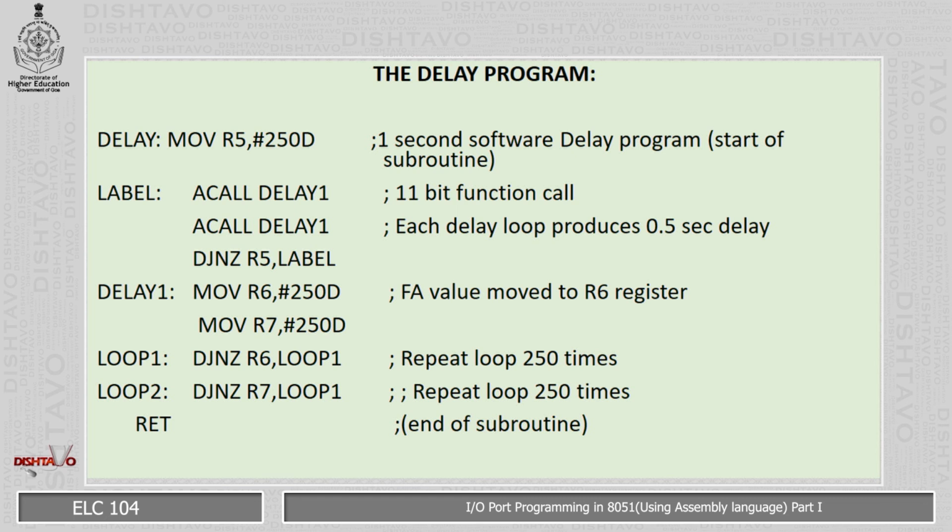Absolute call, what I was saying, is an 11-bit call. So I can call within 2K bytes of my memory. I have 4 kilobytes of ROM, so I can call within 2 kilobytes. Calling means I'm going to a subroutine. Whenever I call a delay, I'm going to a particular subroutine, execute that code and then come back.